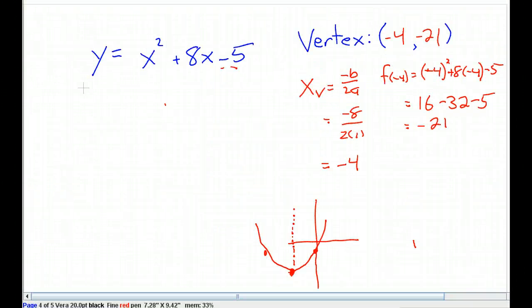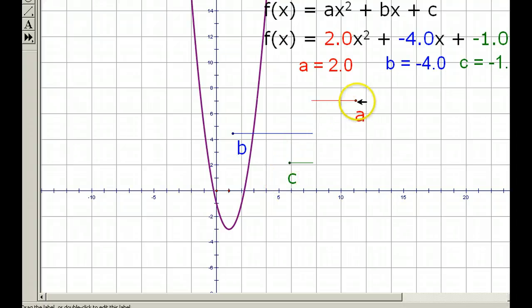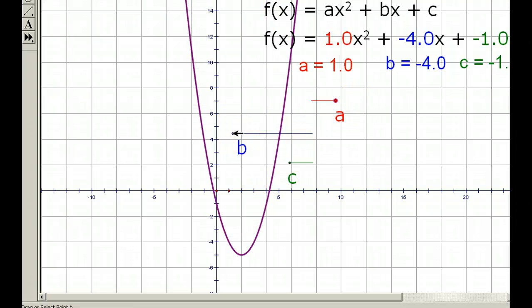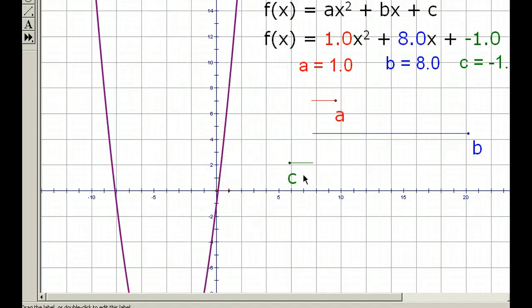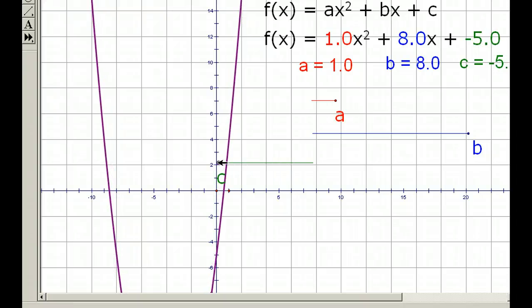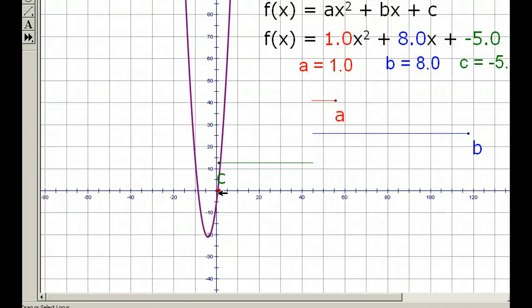So we have a equals 1, b equals 8, c is negative 5. 1, 8, negative 5. So I can go down to 1, 8, and negative 5. And just as we expected, the vertex is way down here at negative 4, comma negative 21. The y-intercept right here at negative 5. Whatever c is, that's the y-intercept. And our roots are pretty close to that.